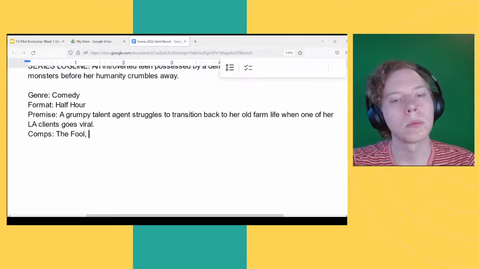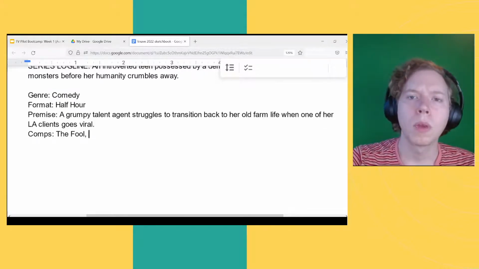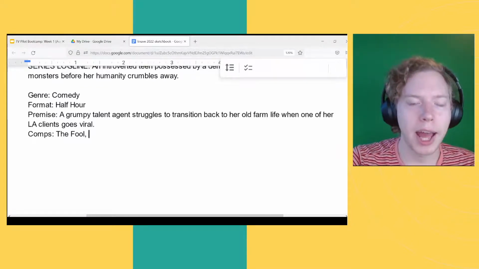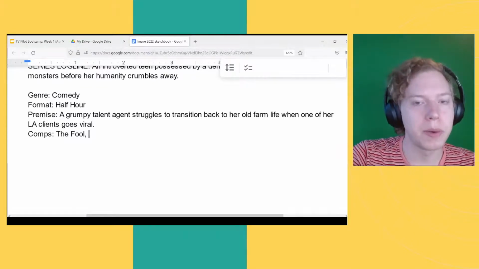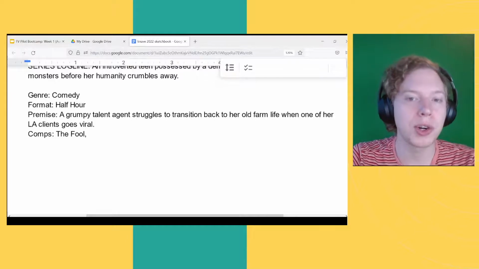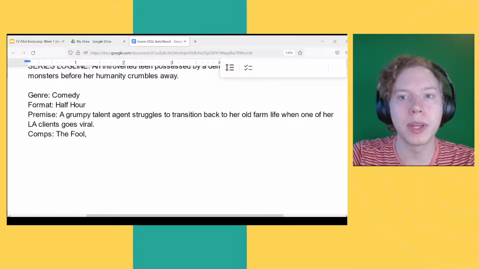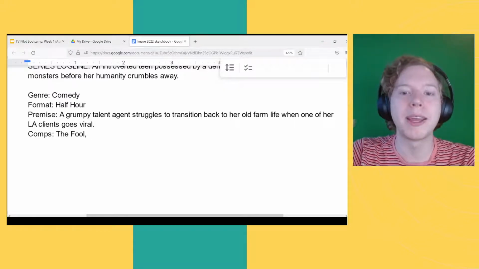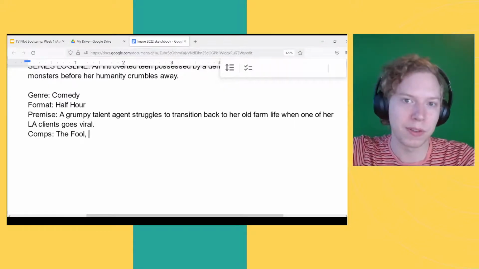So it's just one of those type of premises, if that makes sense. I guess I may have misunderstood that you're saying this does primarily take place in LA. I thought from the description that you were saying this primarily takes place on a farm. So when you say she struggles to transition back to her old farm life, what my mind goes to is struggles to transition while she's there, right? I think you're saying she's struggling to make the move back to her old farm life.